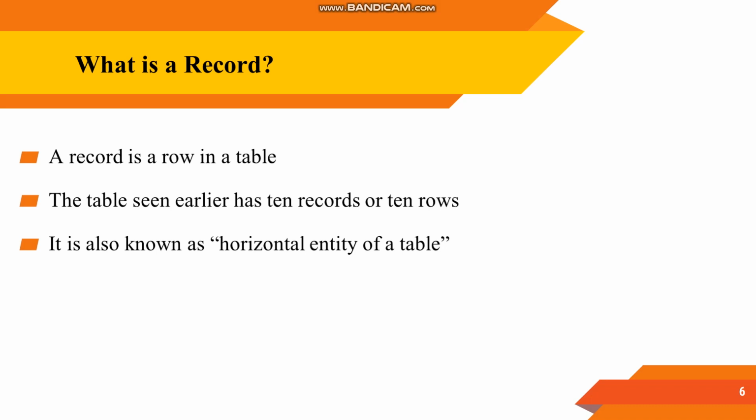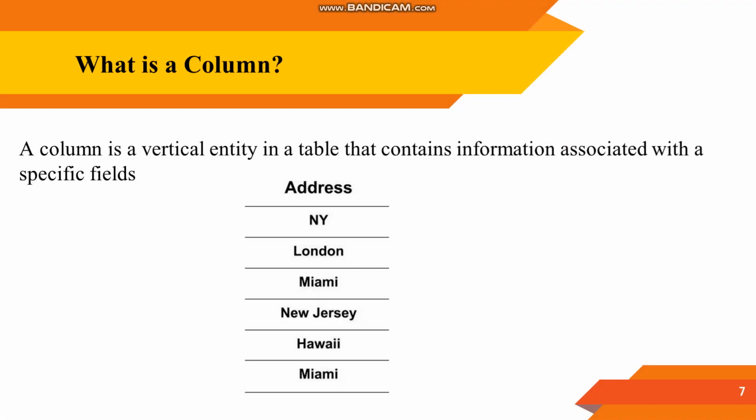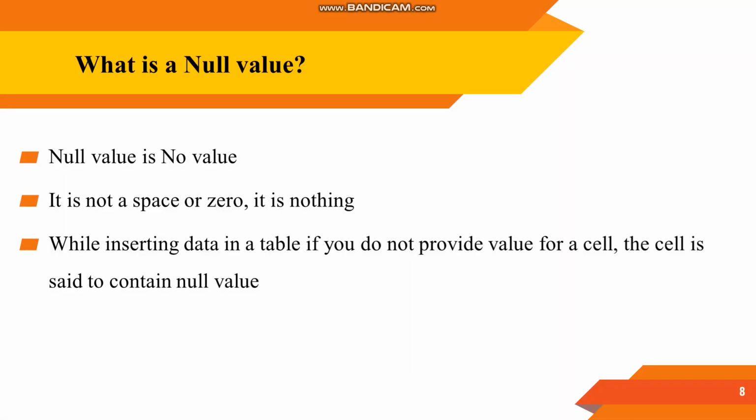It is based on the record. If we have 10 records, it means 10 rows. A record is a horizontal entry of a table, while a column is a vertical entry. For example, if the address field has some particular entry values, that is called a column. These are the columns.